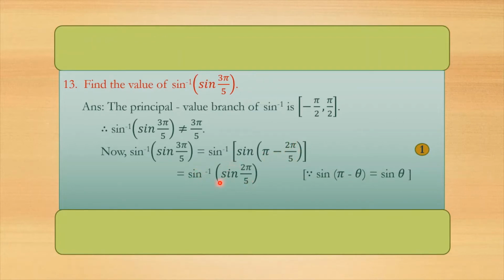Now if you do this, you will be getting 2 pi by 5, which is between minus pi by 2 to plus pi by 2. Therefore, the principal value of sine inverse of sine 3 pi by 5 is 2 pi by 5. For this, you will be getting 1 mark.